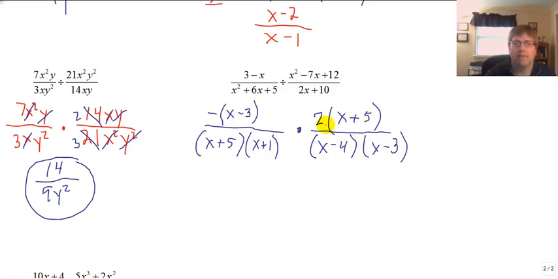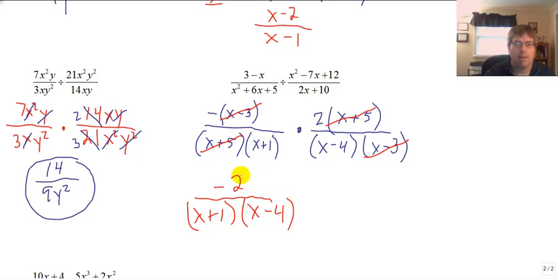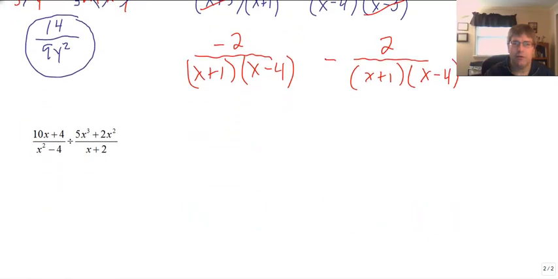Now I can go ahead and start applying the fundamental property: cancel the x plus 5s, the x minus 3s will cancel. I have the opposite of 2 in my numerator, and my denominator has x plus 1 times x minus 4. Doesn't look like we can cancel anything else, so there's our final answer. And you might see this written as the opposite of 2 all over x plus 1 times x minus 4. Either of those is correct.